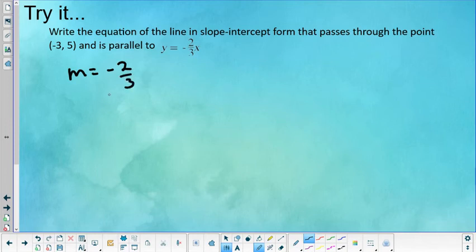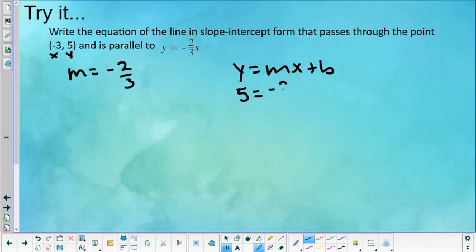Then we have to substitute everything in, our x and our y, and our slope into y equals mx plus b. My y value is 5. My m is negative 2/3. My x value is negative 3. And I'm solving for b. So again, if we want to multiply this, negative 2 times negative 3 is positive 6. Positive 6 divided by 3 gives me 2.